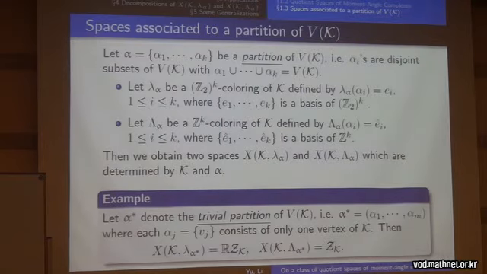And similarly, the capital Lambda_alpha is defined in this way. So from these two colorings, we obtain two spaces, X_K lambda_alpha and X_K capital Lambda_alpha, which are essentially determined by the simplicial complex K and the partition alpha, right? And in particular, when alpha is a trivial partition, meaning each set consists of only one vertex, then the space is nothing but the real moment-angle complex and the moment-angle complex.